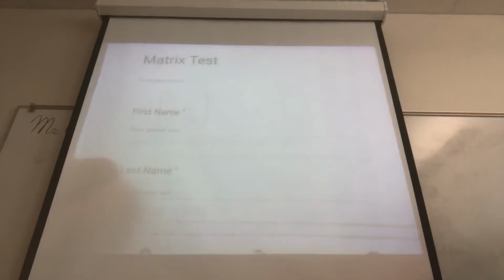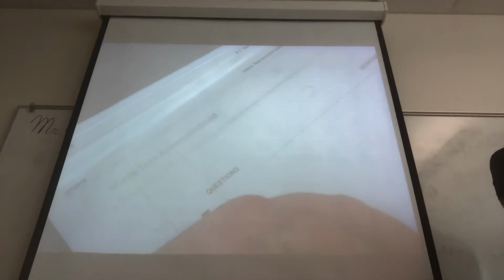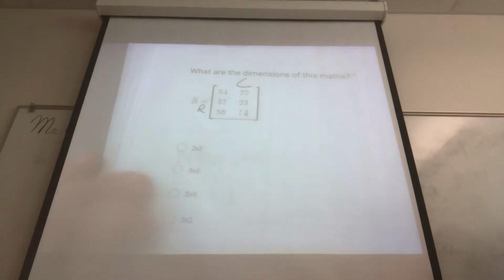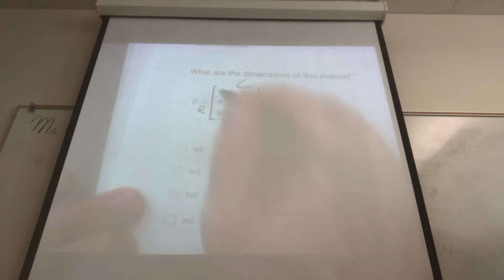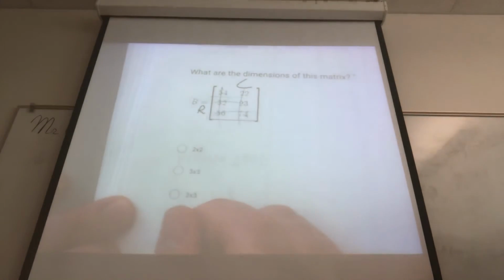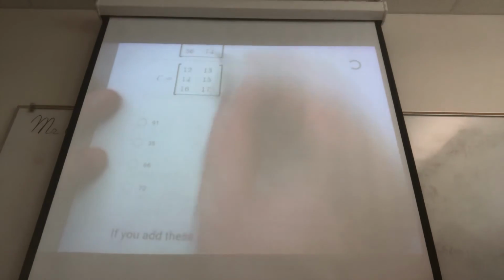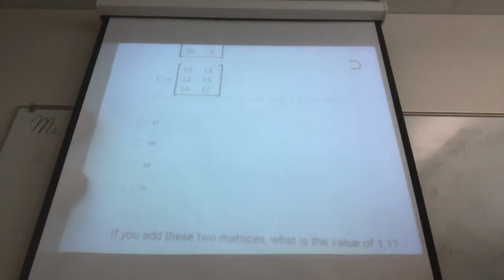Closing in on the end, the matrix test, this is the one we took the other day. It's all about make sure that you understand what's going on with a matrix. The dimensions of the matrix are always rows by columns. So this one here has 1, 2, 3 rows going across and 1, 2 columns going down. So that's a 3 by 2. If you add the two matrices, what's the value of 3, 2? That would be the third row, the second column. 74 and 17 is what I would add, so that would be 91.